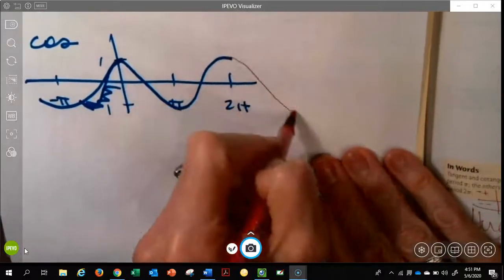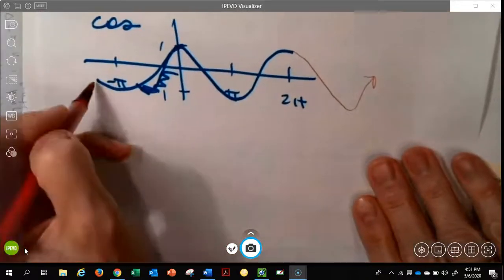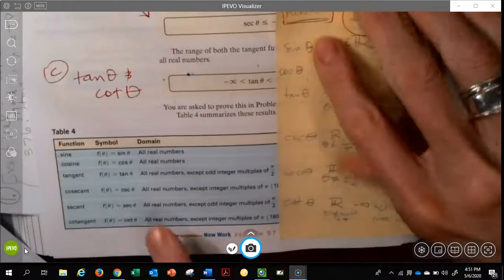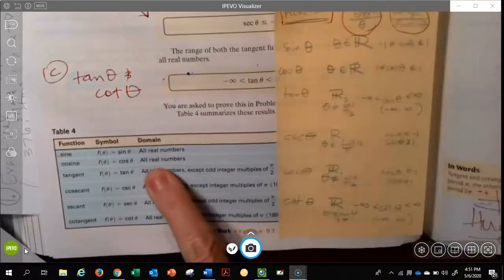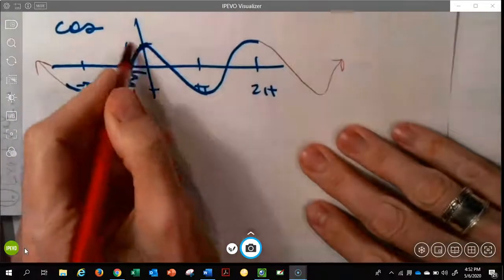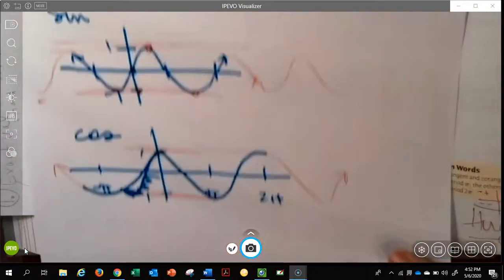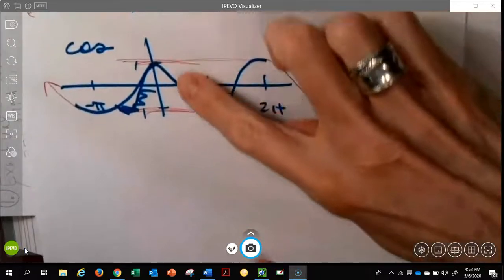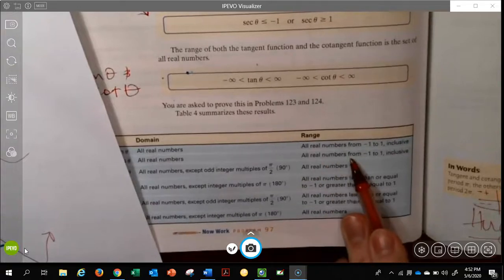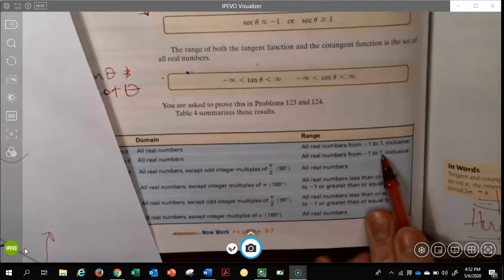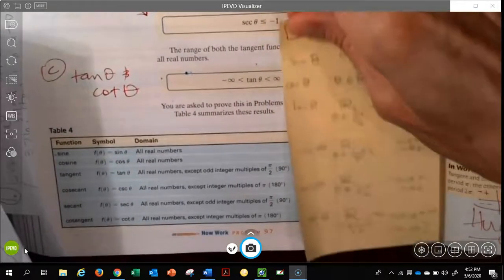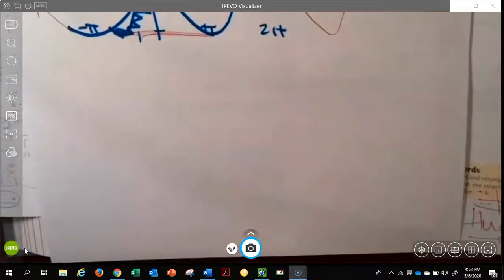And again, you'll notice this graph is not going to stop going to the right, and the graph is not going to stop going to the left. And as you saw in the tables, cosine's domain, well, it's everything. All real numbers, all the rationals and all the irrationals. And then the same thing happens if we're looking at range, on how high and how low our cosine graph can go. And right here, you will notice it's all real numbers from -1 to 1, and it is inclusive.